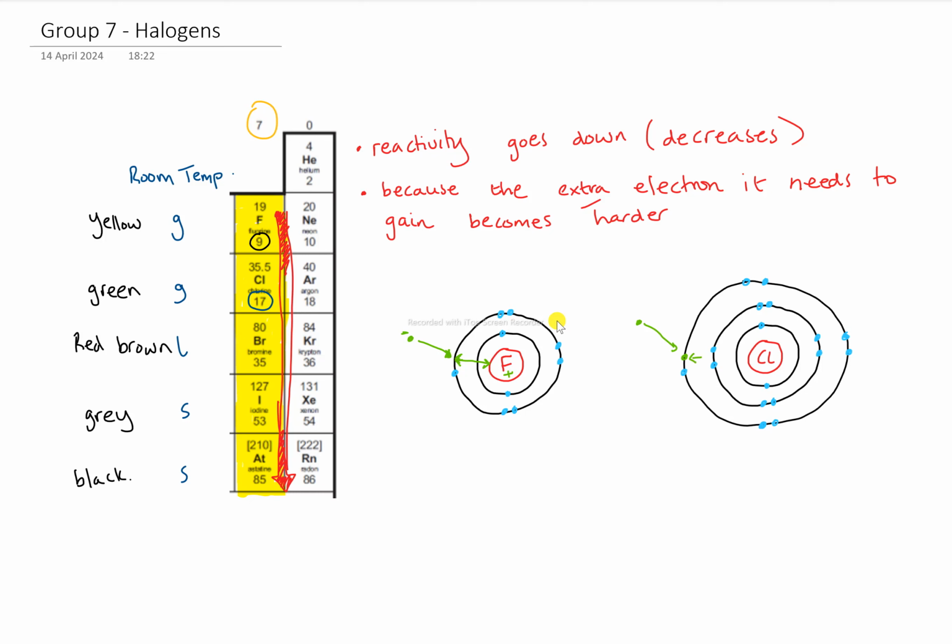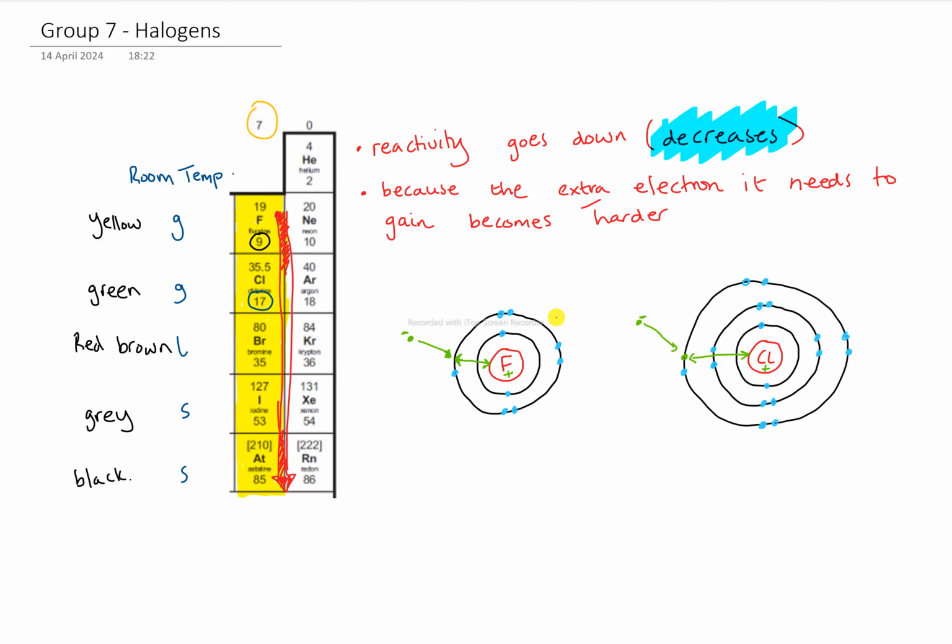But if you look at the distance, it's much bigger. So this positive attraction, although slightly bigger, doesn't have a strong enough pull on this, because you've got other electrons pushing it away, repelling it away. So that's why as you go down, the reactivity decreases. Right, that's one property you need to know.